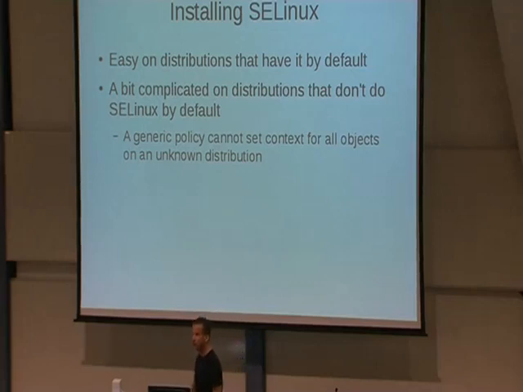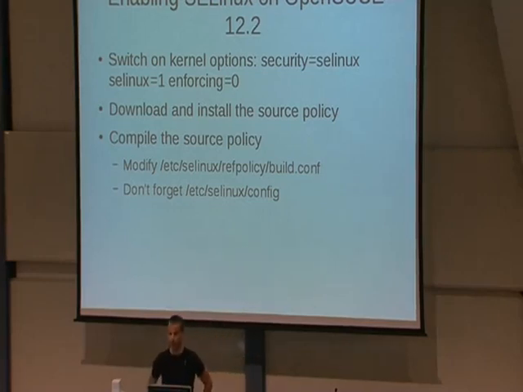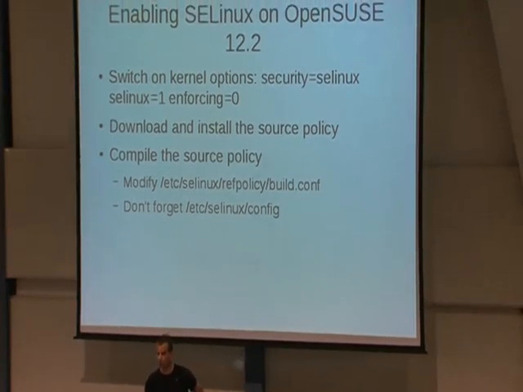I think I have 2 minutes left to talk about installing SELinux. This is something that you can read in much more detail in the article that I've put on my website. Basically, the idea is that you need to enable some kernel options. So what you need is security, SELinux. SELinux is 1 and enforcing is 0. Enforcing is 0 puts SELinux in permissive mode so that you can be sure that it still works.